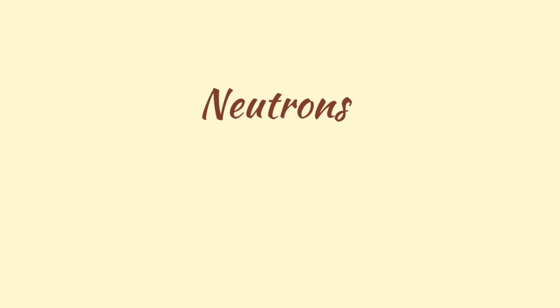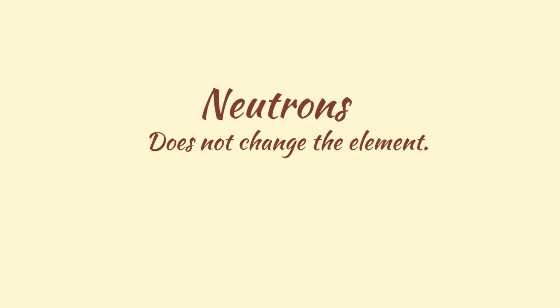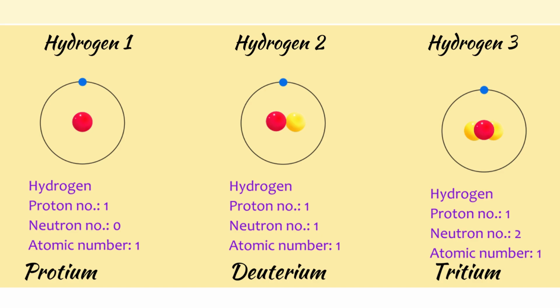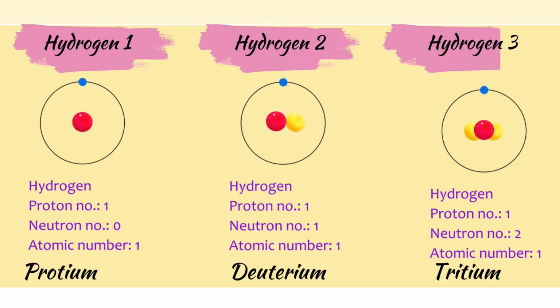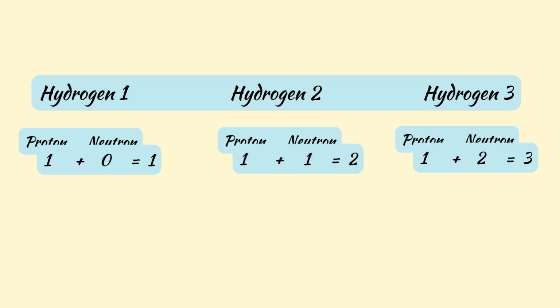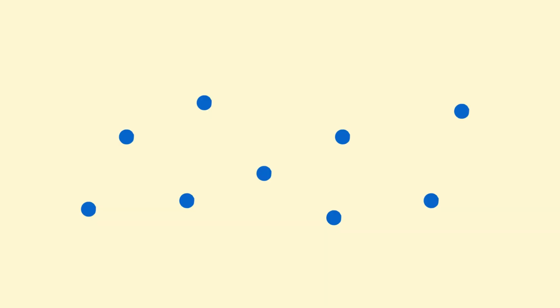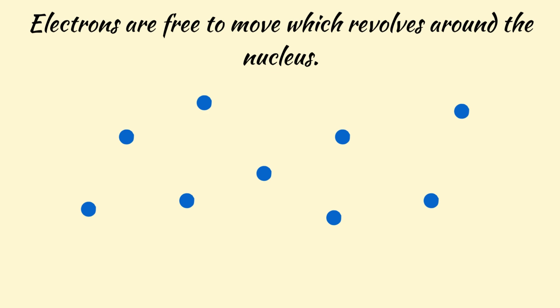What about neutrons? Well, neutrons do not change the element, but they determine its isotopes. For example, there are 3 types of hydrogen atoms commonly found in nature, meaning 3 isotopes of hydrogen. They are hydrogen-1 with 1 proton and 0 neutrons, hydrogen-2 with 1 proton and 1 neutron, and hydrogen-3 with 1 proton and 2 neutrons. These numbers 1, 2, and 3 after hydrogen are just sums of protons and neutrons. What about electrons? Electrons are free to move, and they help to combine 2 or more atoms.